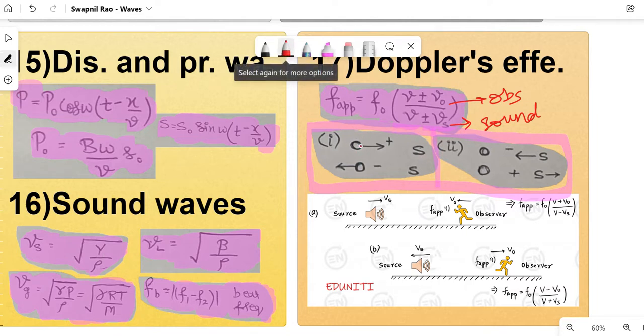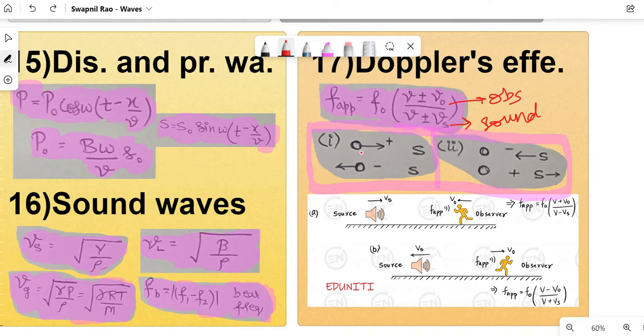As you can see over here, this is O, the observer. If the observer is moving towards the object which is making the sound, then the sign should be positive. Which sign are we talking about? We are talking about this sign, obviously, because O is moving. So when O is moving, we are talking about the sign of this part, and when S is moving, we are talking about the sign of this part.